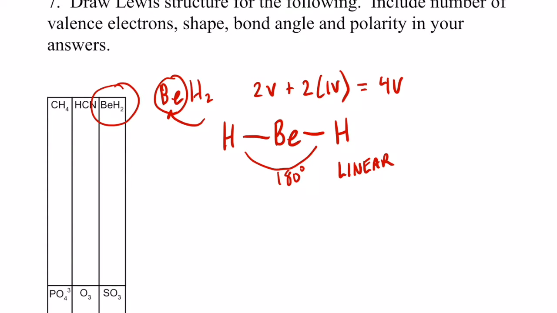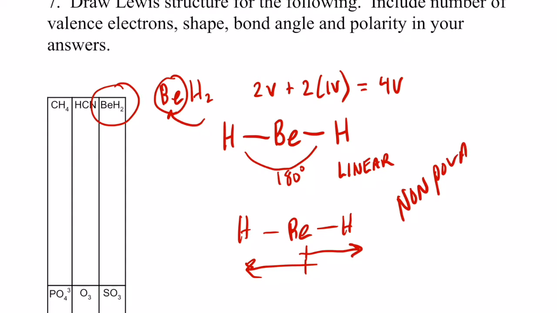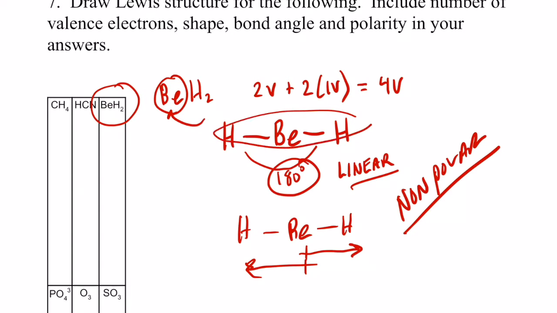Now in this situation, we have a dipole pulling in this direction towards the hydrogen, and a dipole with the same strength pulling in the other direction. And so these cancel themselves out because the dipoles are the same magnitude, and so they add up to 0. So that molecule would be nonpolar. Nonpolar, linear, 180 degrees, and I've given you the Lewis structure.